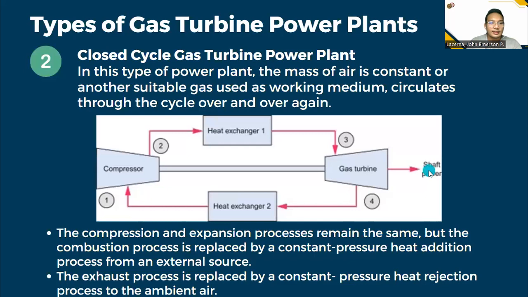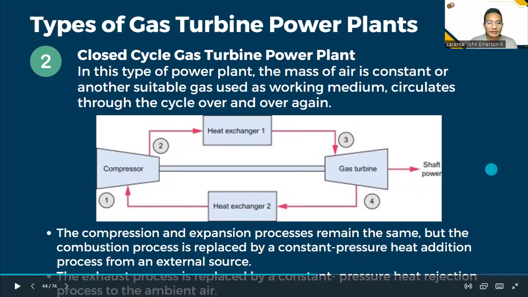Next. And this is the second type of gas turbine power plants. It is the closed cycle gas turbine power plant. In this type of power plant, the mass of air, or another suitable gas used as working medium, is constant. Okay, take note, the mass of air or another suitable gas used as working medium circulates through the cycle over and over again. Kaya closed. Paulit-ulit lang, sarado lang.